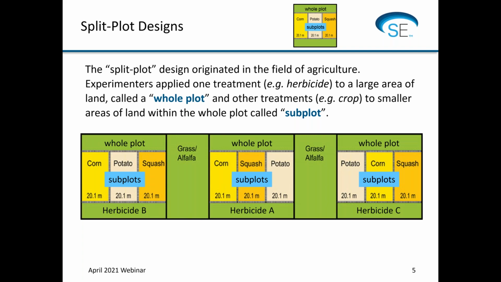So you would set up whole plots physically separate from each other and then split those into subplots where you'd vary the crops. Okay, so that's where the term split plot comes from, and where the terms that are still used, whole plot and subplot, come from.